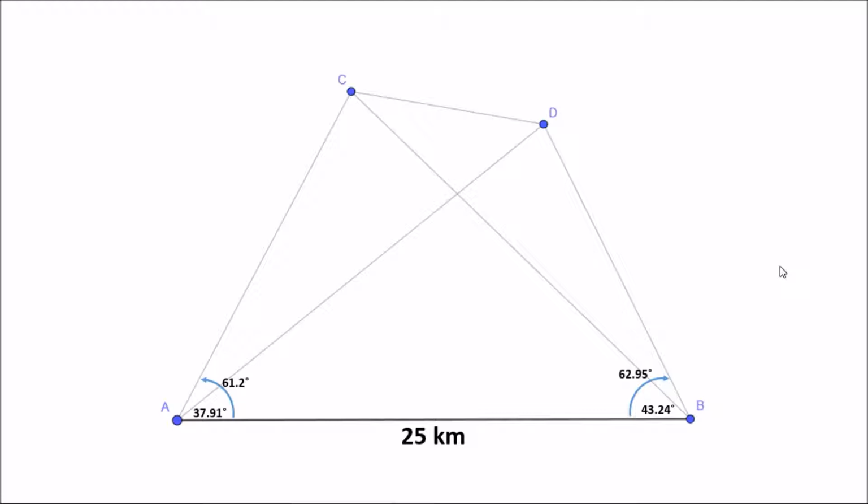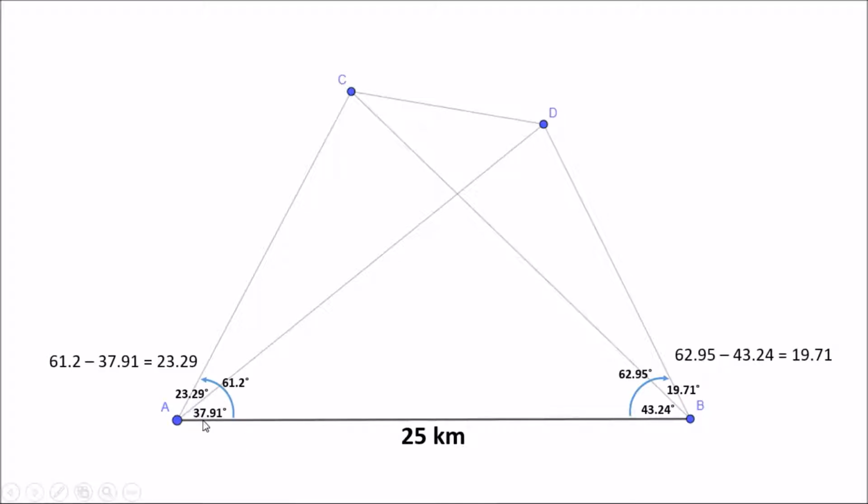Once you know these four angles, you can work out almost all of the rest of the angles in this picture, and we'll go through how to do that now. So looking over here at A, we need to work out this small angle here. So you're going to take 61.2, subtract the smaller angle 37.91, and you'll get the leftover rotation, which is 23.29. Similarly, over here at point B, we'll take the larger angle, subtract the smaller angle, and we'll find that that smaller angle is 19.71.